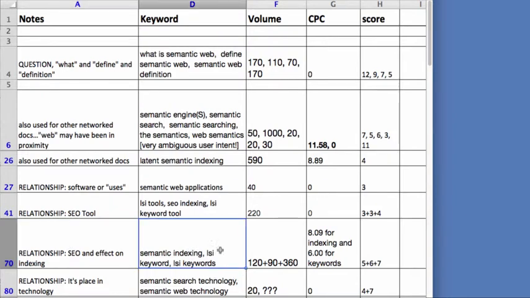So in that case, these words I saw as similar. Semantic indexing, LSI keyword, LSI keywords. There is the search volume again. I didn't really talk about the cost per click up here, but of course that's important as well. And these actually got really pretty decent co-occurring, even though in some cases they're not as narrow as we might think with the ones up here. Notice that they don't have the word web in them, and that's interesting.